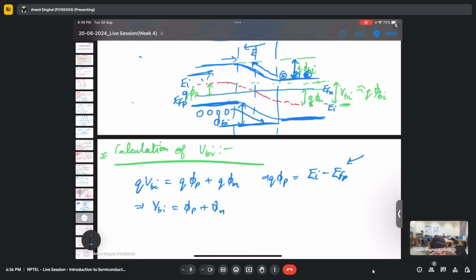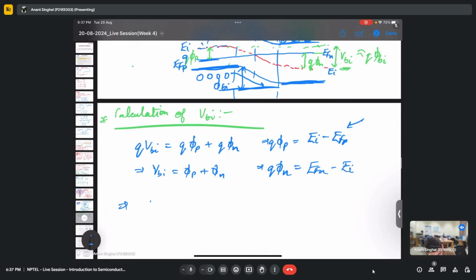Yes, sir. So does this equation make sense, that this qφP is a difference of the Ei at the P side and the EFP at the P side? Yes, sir. It's clear. Yeah, so if it is clear, can someone tell what will be the qφN in terms of Fermi and intrinsic only? EFN minus Ei. Yeah, so it will be EFN minus Ei.